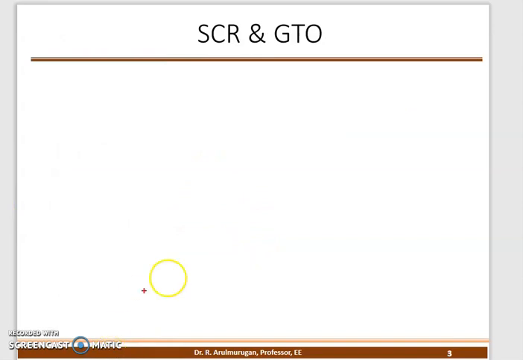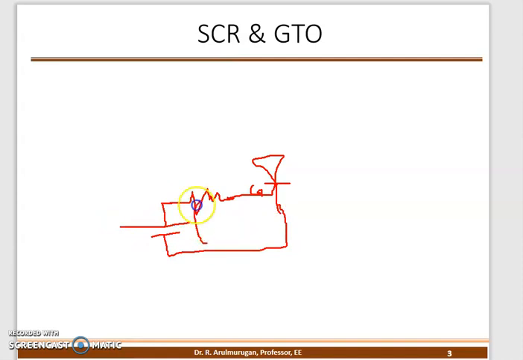Just recap it. First I will draw an SCR. Here is an SCR, and the SCR has a gate terminal. Through a resistance, the gate terminal is connected, or by the RC triggering method, or UJT triggering method. With any one of the triggering methods, you give the power supply, and once you give it, it turns on.